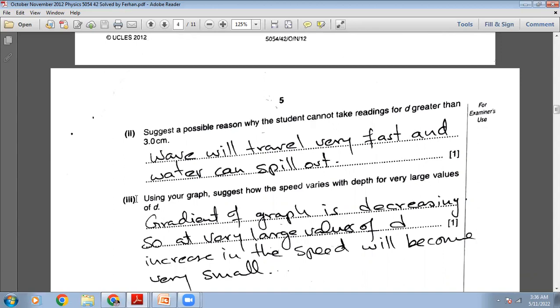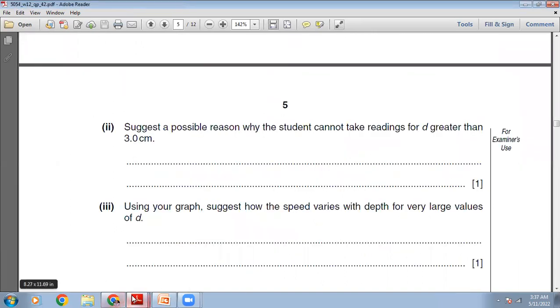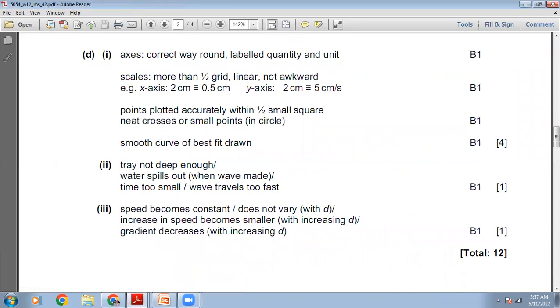If the wave is traveling very fast, it will go out of the tray. It will spill out. As you see, as d increases, the speed increases. So if d increases to more than 3 centimeters, the wave will be moving very fast, it will come out of the tray, and the water can spill out. Let me check. Tray not deep enough, the water spills out when the wave time is too small, wave travels too fast.